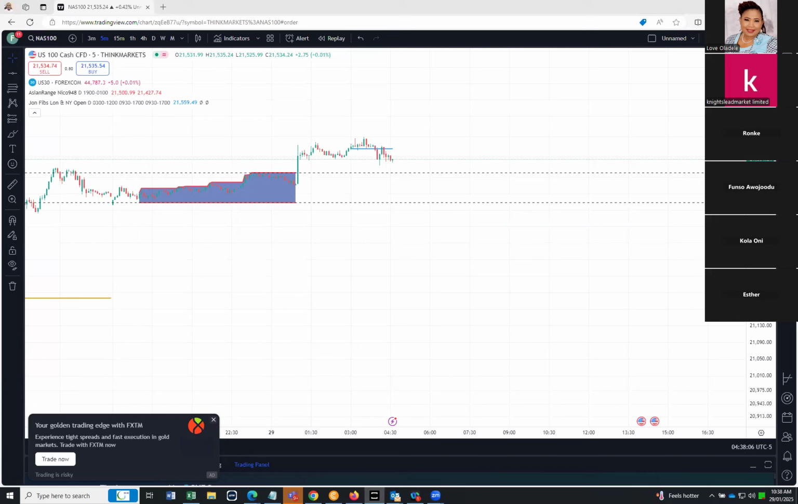Hello, sorry, did you get that? It wasn't clear at that point. So when you have your confirmation that this has broken above the Asian high, and the second candle has also broken above it, maybe you are waiting for the candle to close. Immediately the candle closes, you just go to TradeLocker and take a buy on TradeLocker.